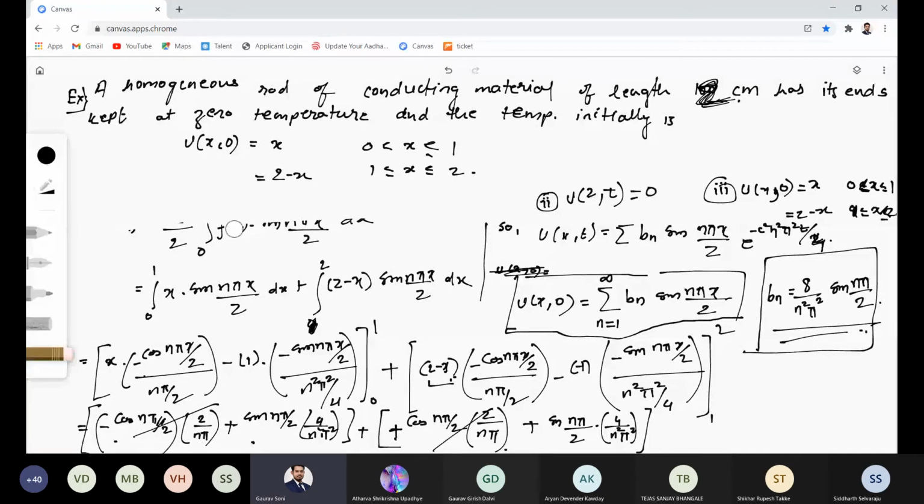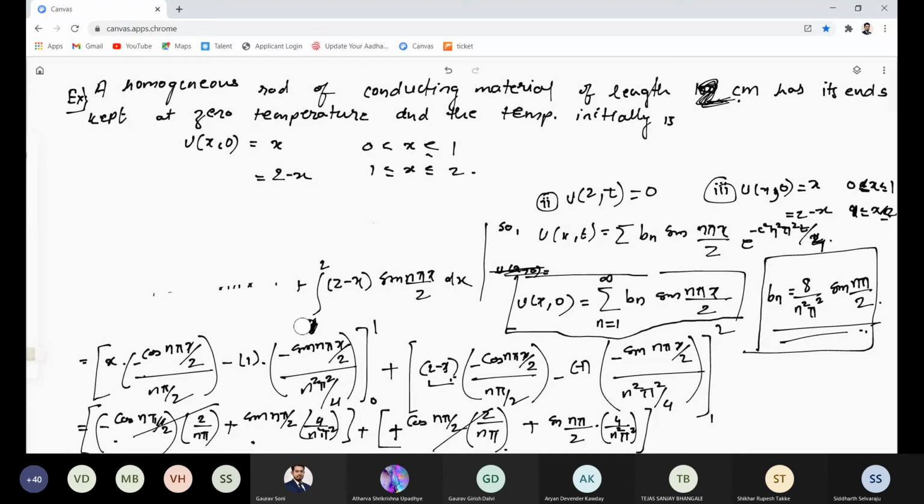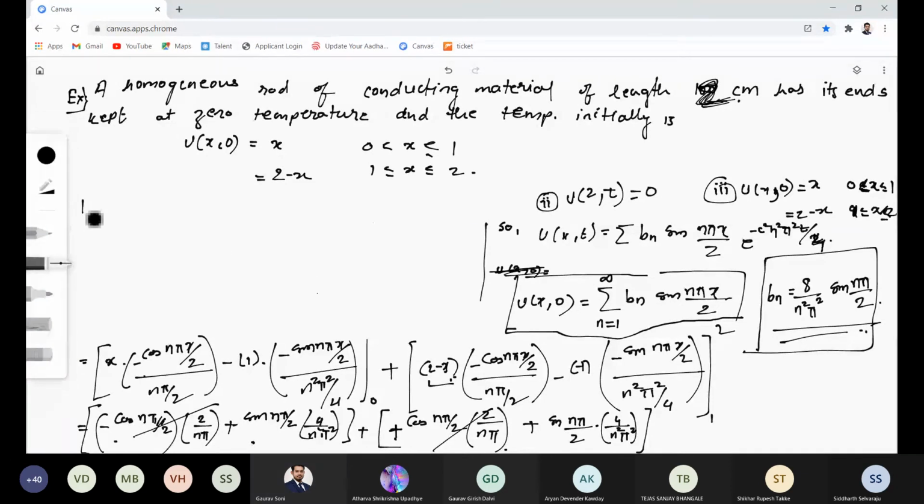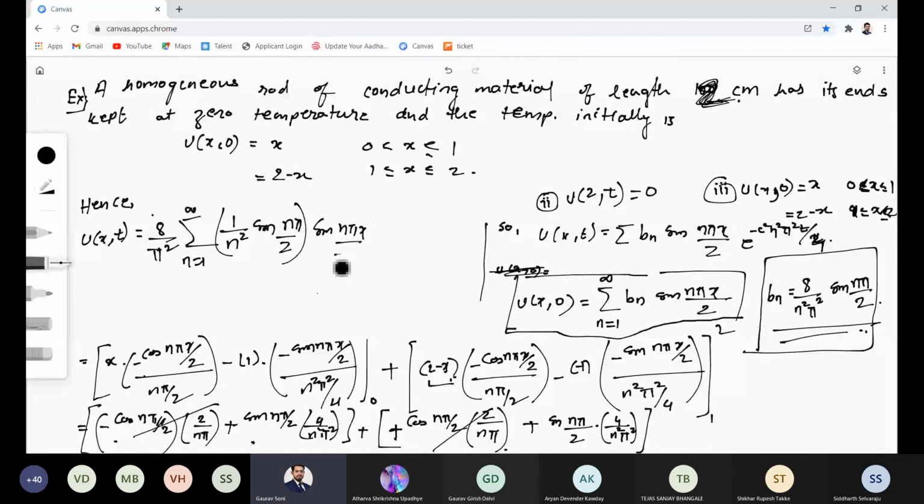Hence, u of x comma t is equal to 8 upon pi square, being constant it can come outside the summation, 1 upon n square sine n pi by 2. This is your Bn. Summation 1 to infinity, sine n pi x by 2 e to the power minus c square n square pi square t divided by 4. This is our final solution.